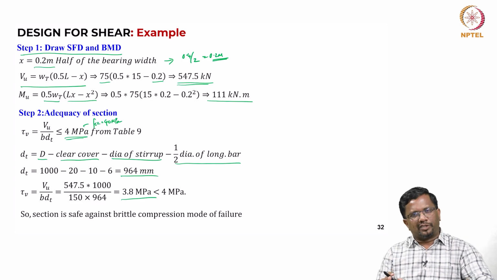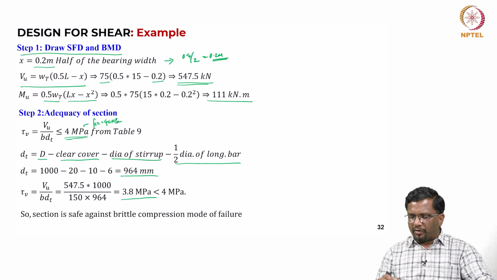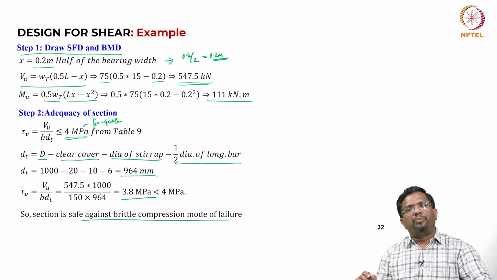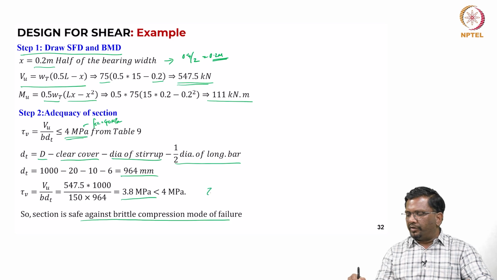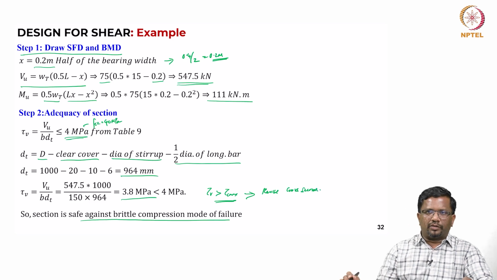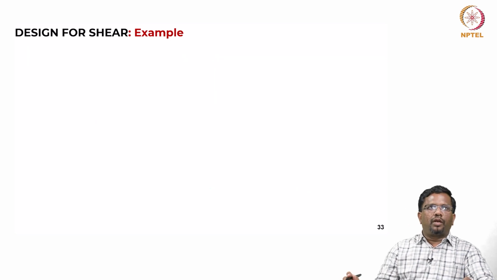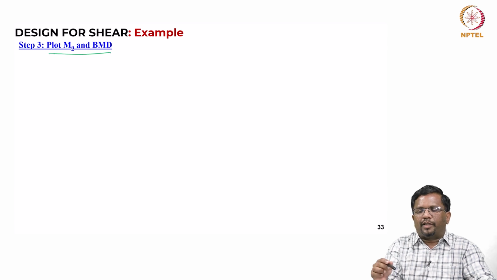So, the section dimension that we have chosen is adequate and it is not going to fail in principal compression mode. If this value tau v comes out greater than tau c max, then we have to revise the cross section. Okay. Now, we have done that. Now, we are going to plot the decompression moment.